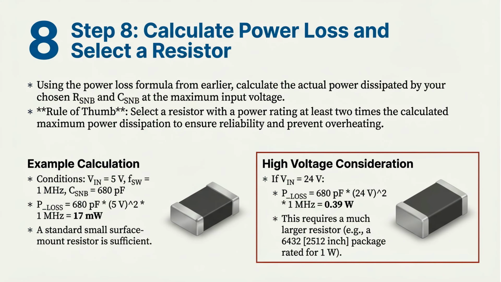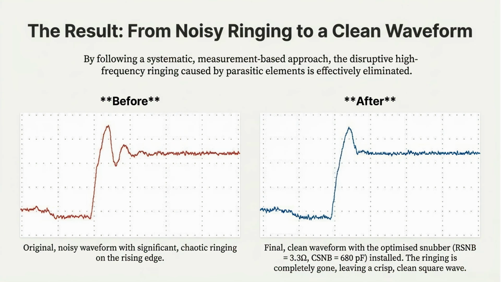Step 8 is to calculate the power loss and select an appropriate resistor. Use the power loss formula with your chosen snubber values. Select a resistor with a power rating at least twice the calculated maximum power dissipation for reliability, as shown in the high voltage consideration. The result of this systematic, measurement-based approach is a clean waveform.